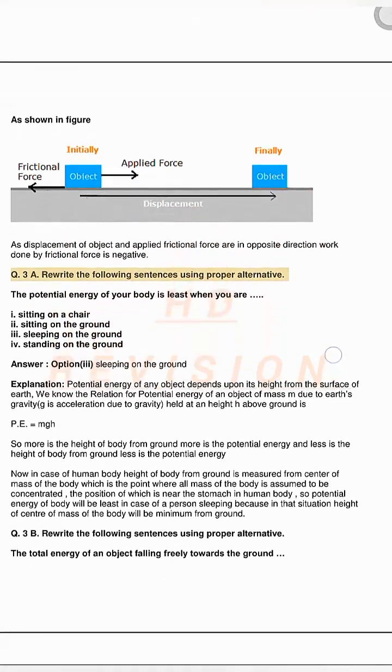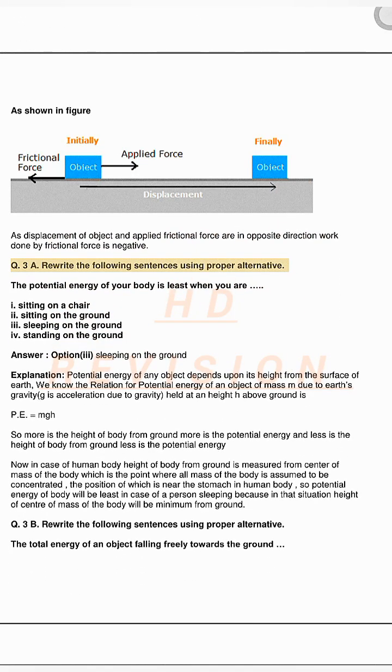Q3a. Rewrite the following sentences using the proper alternative. The potential energy of your body is least when you are: I. Sitting on a chair, II.